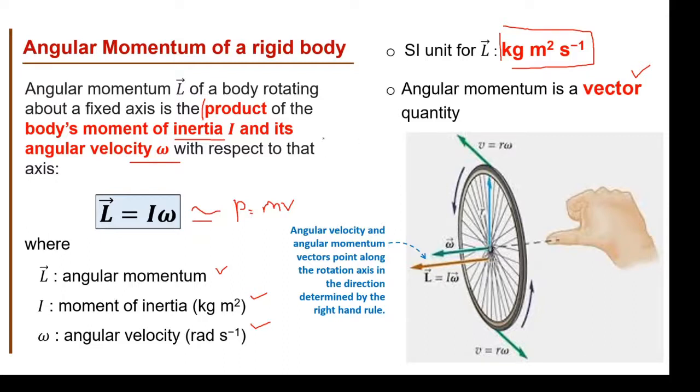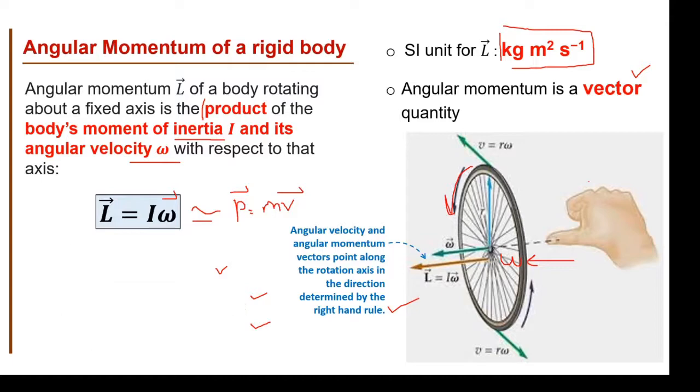I hope you all remember inside chapter 3 the direction of the momentum is the same direction as the velocity. This is also true for angular momentum, so the direction of the angular momentum will be the same as the direction of the angular velocity. Let's see this diagram here. You have a wheel rotating. By using our right hand rule, we grip our fingers in the direction of the wheel's rotation, and the thumb points in the direction of the angular velocity. Since the direction of the angular momentum follows the angular velocity, it would be the same. So the angular velocity and angular momentum vectors point along the rotational axis determined by the right hand rule.